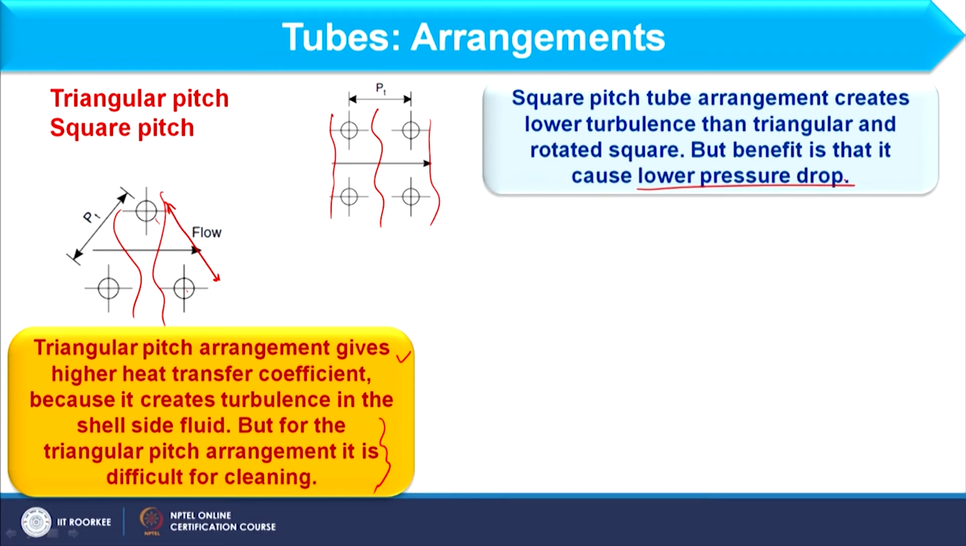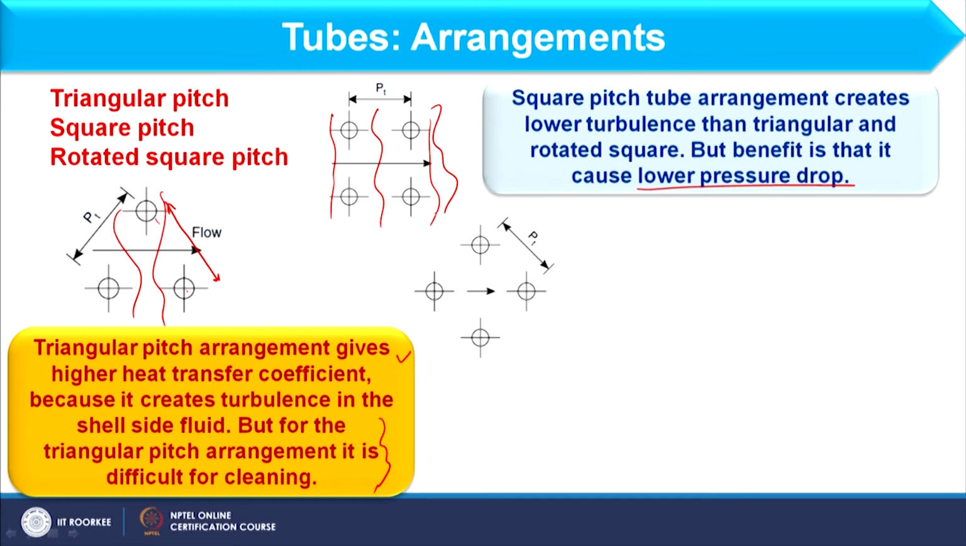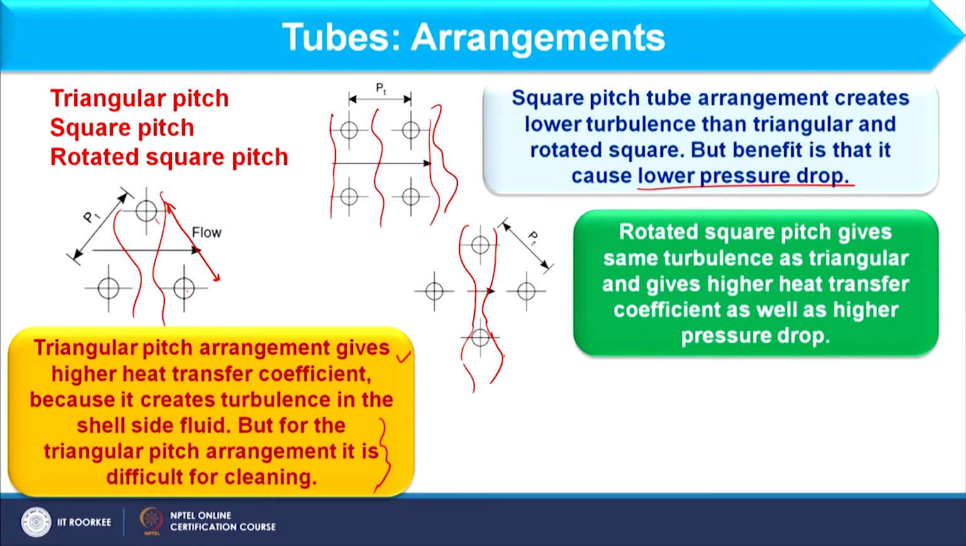Okay. And next we have the rotated square pitch. So, if I rotate this arrangement, it is basically called as rotated square pitch. So, when the fluid is falling over here, it is again spread over this tube and then it will fall like this, fine. So, what is the meaning of that? It is basically creating more turbulence in comparison to a square pitch. Okay.